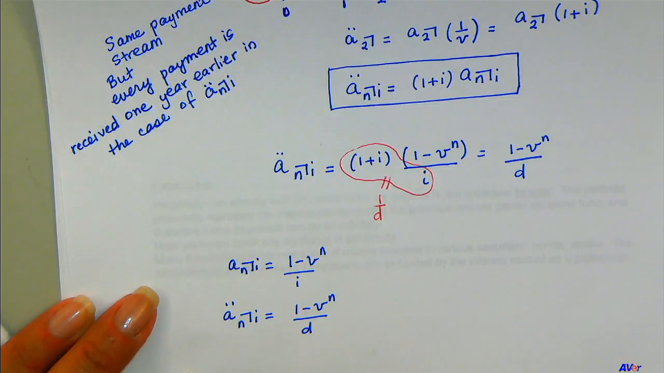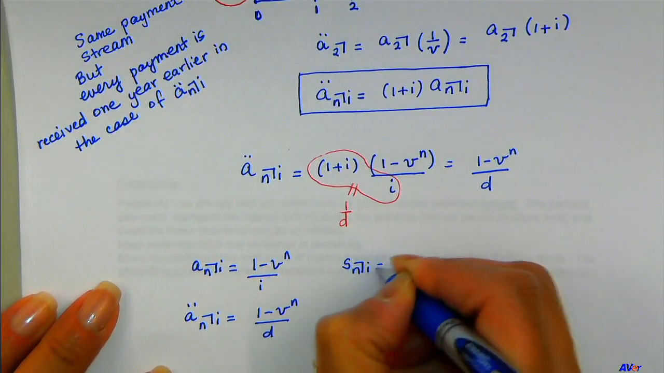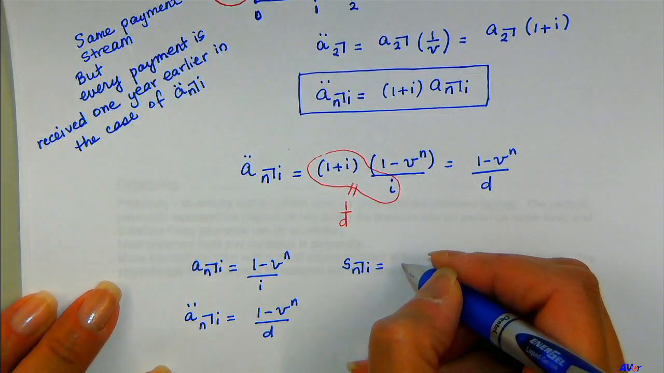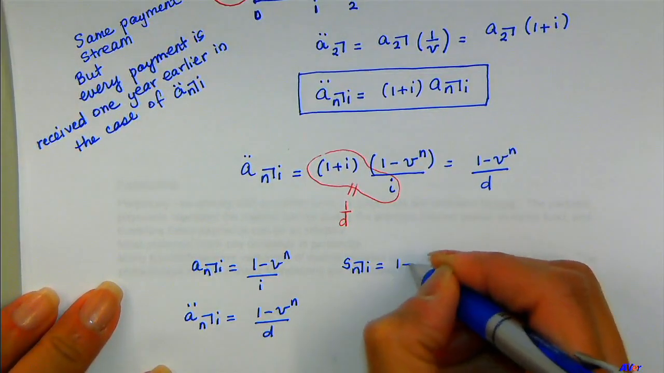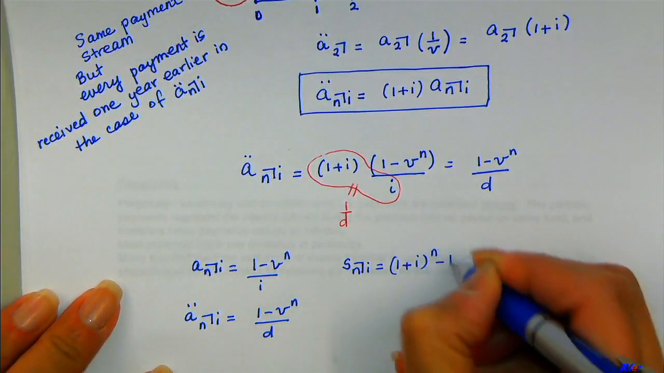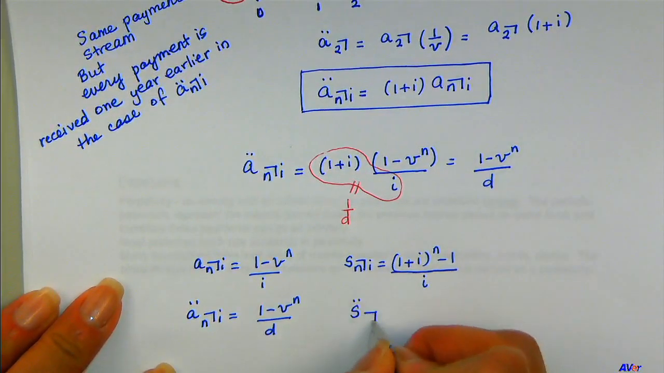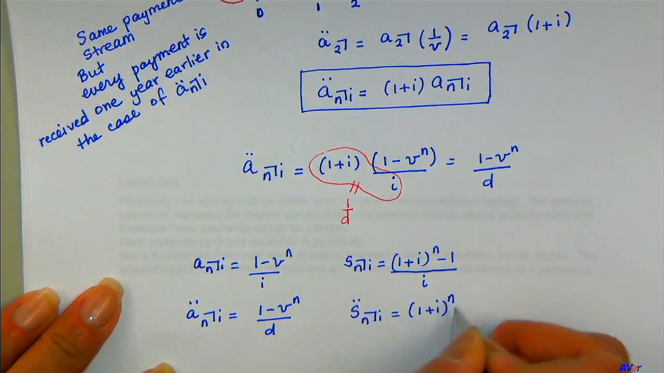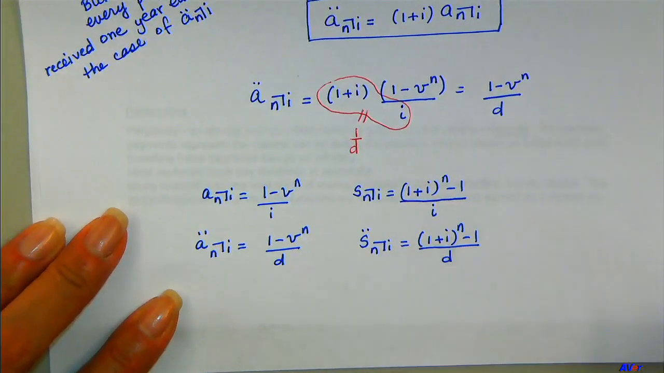The same thing is true for the S's. We know that S angle NI is equal to what? Can you tell me? 1 plus I to the N minus 1 over I. And S double dot angle NI is 1 plus I to the N minus 1 over, what do you think? Right, D.